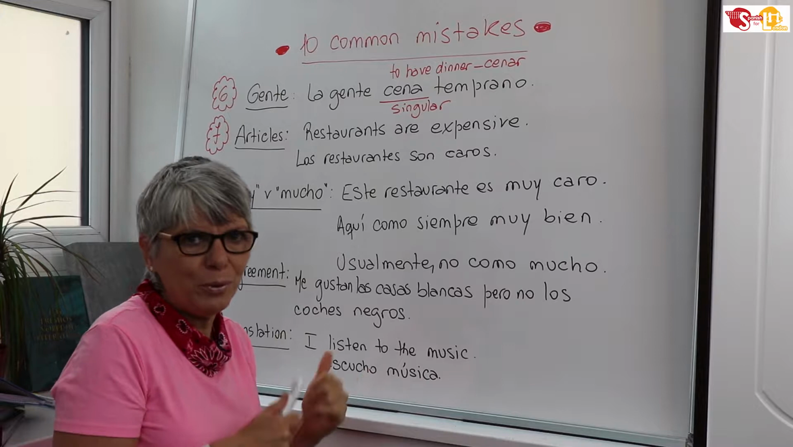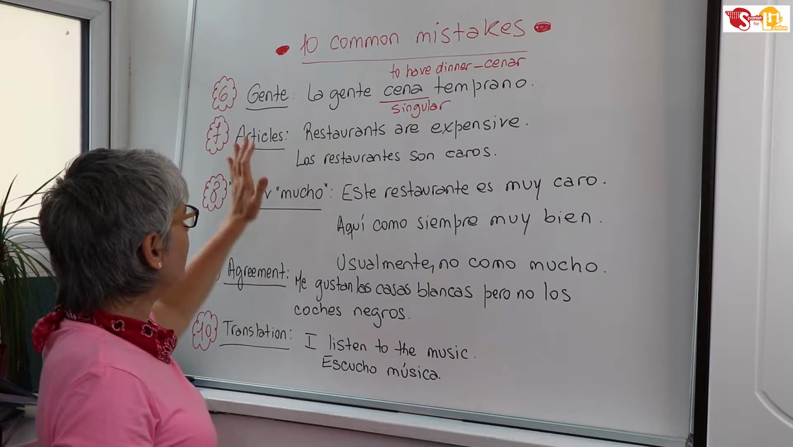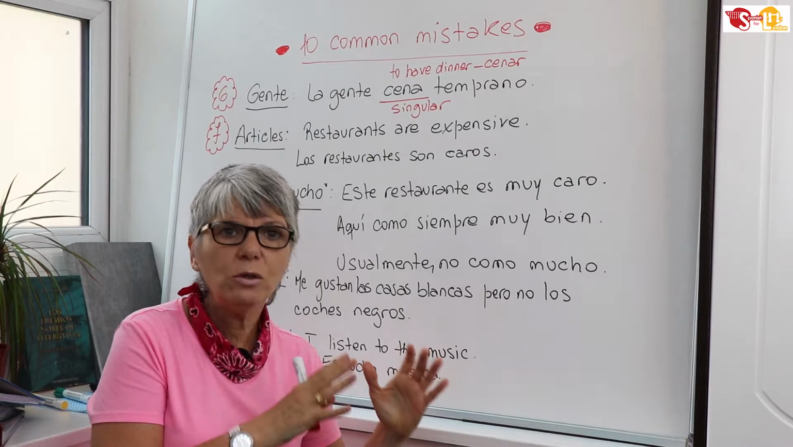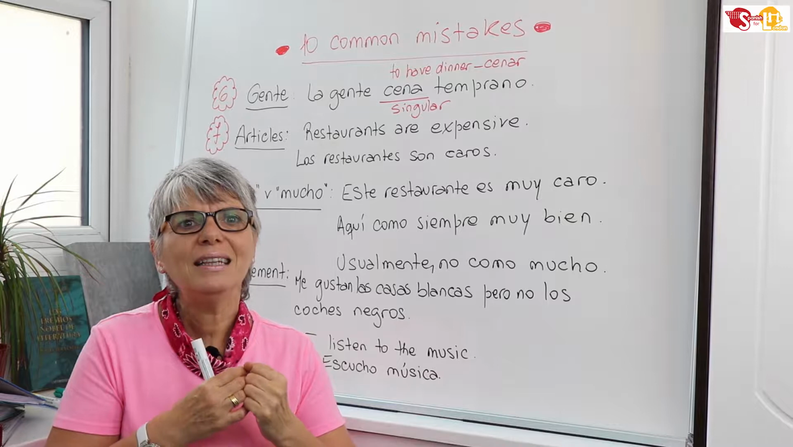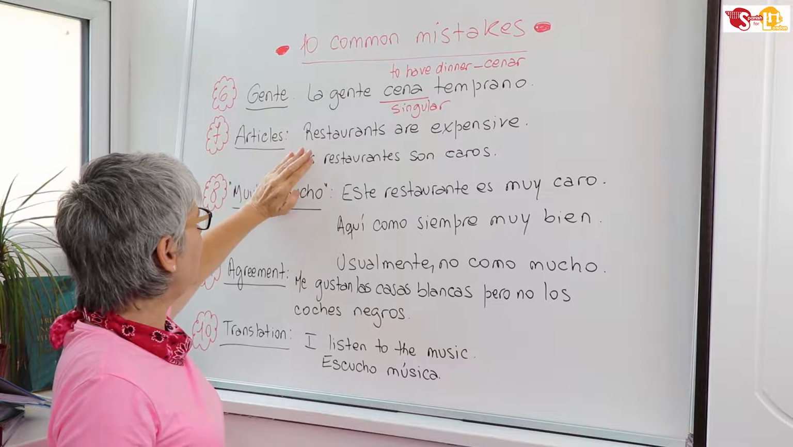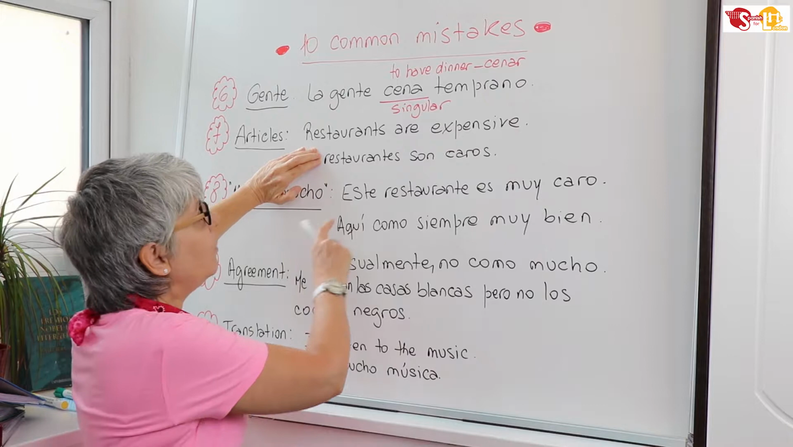Number 7, articles. Articles are brief and apparently innocent words, but we have a specific lesson in our whole course to teach you how and when to use the articles in Spanish, because we use them in a different way in Spanish. For example, when I say in English, restaurants are expensive, if you translate this in Spanish as restaurantes son caros, you are saying something wrong, because here the article is mandatory.